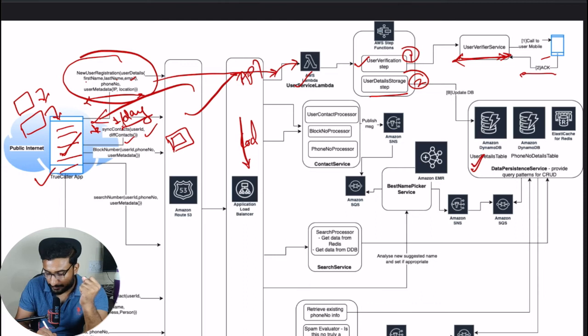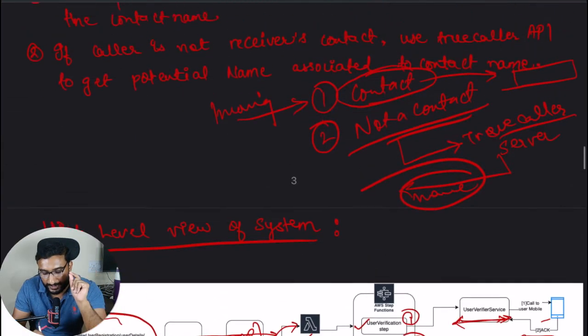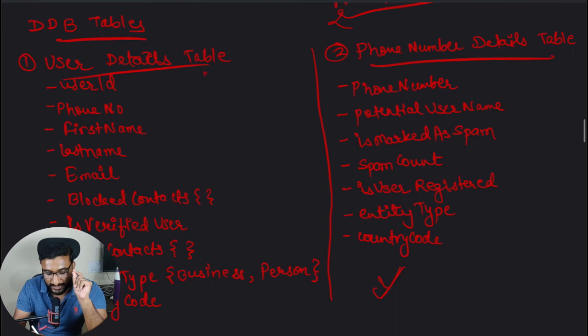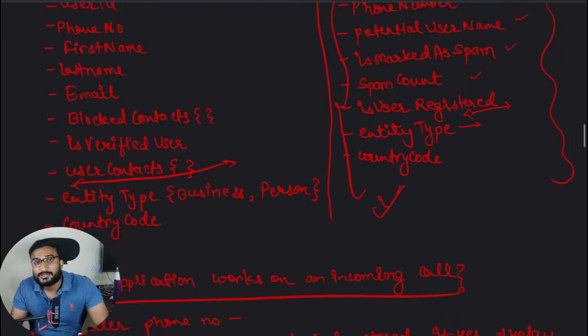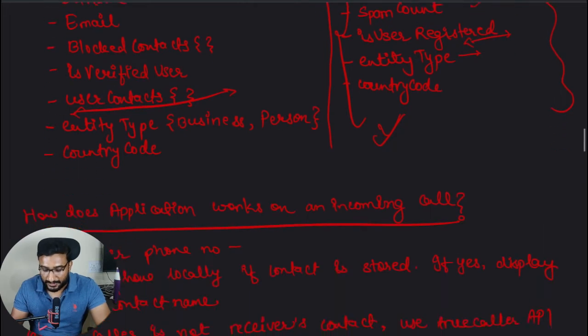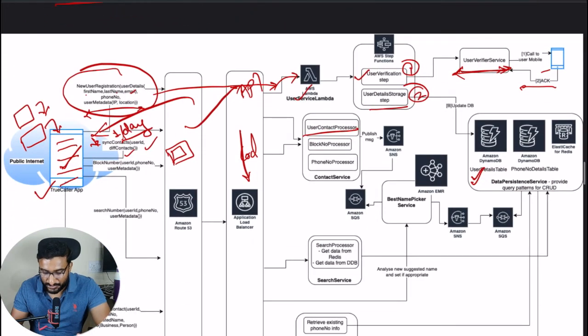contacts. How this API will work in the background is, here we created two tables. One was the user details table and one was the phone number details table. For the user details table, you will store all the user contacts, and for all the contacts which you have, you will update details like the phone number, the potential username, whether this number is marked as spam, and the spam count. It could be possible that the contact which I have is already a registered user, so I will update all those details. When we say entity type, it means whether it is a person or a business. These kinds of details I will update in both of the DBs which I have created.